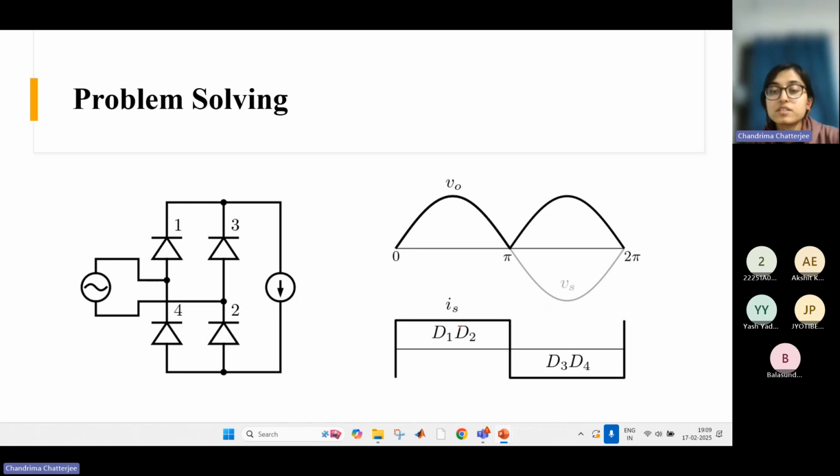So I have shown this only. This will be our voltage, and this will be our current. So D1, D2 conduct in the positive half cycle, and D3, D4 in the negative half cycle. So the duration is pi. The conduction angle means the angle during which the diode conducts. So that is pi.